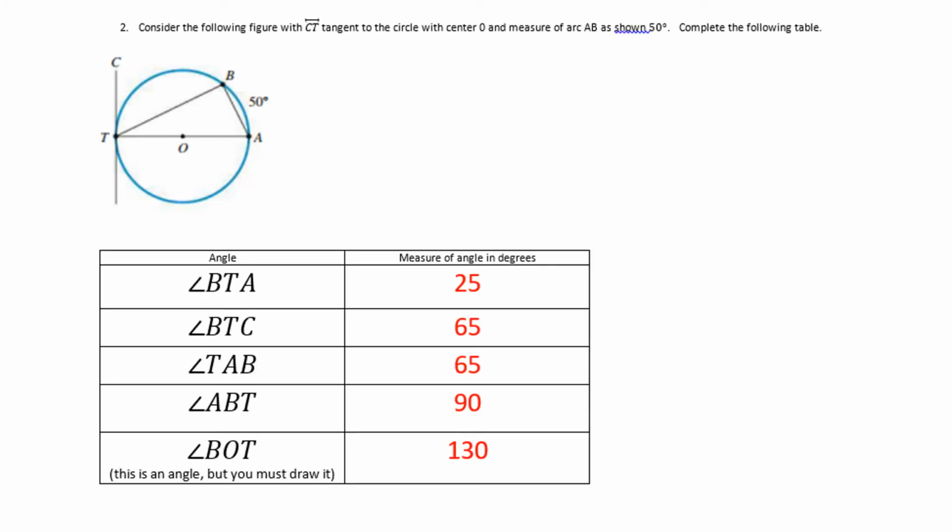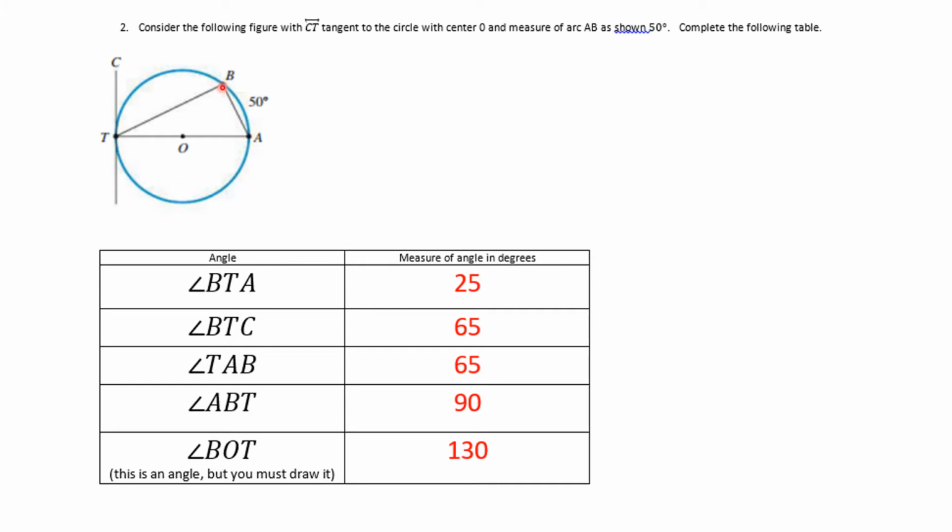Here we consider the following figure, and CT, this line segment over here, is tangent to the circle of center O, and the measure of arc AB, this is arc AB, was 50 degrees. Complete the table. So you want to know what is the measure of angle BTA. BTA, that is an interior angle, so its measure is 1/2 the measure of the intercepted arc. The intercepted arc is 50 degrees, so that's going to be 25.